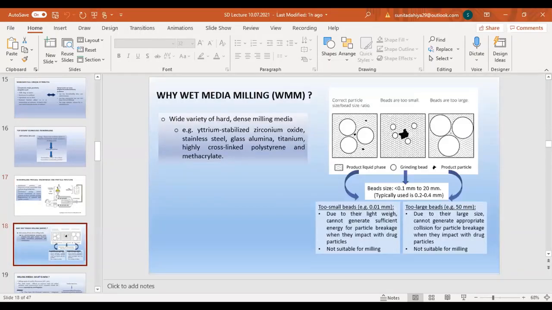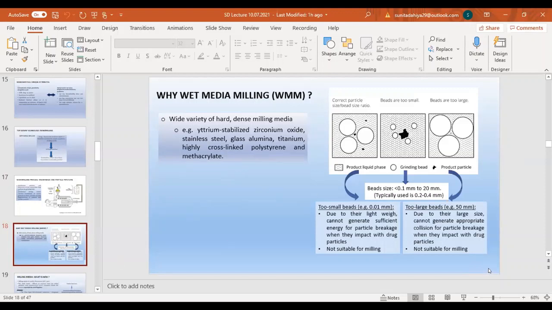Now, we say, why don't we use dry milling, why do we use wet media milling? Because when you use the dry mill, when we don't use any dispersion medium or liquid, then the particle size reduction is not so effective. You cannot achieve particle size reduction up to this much lower size. And that's why wet media milling is quite more effective compared to dry milling.